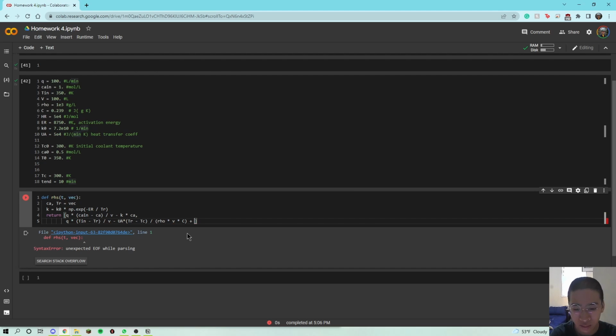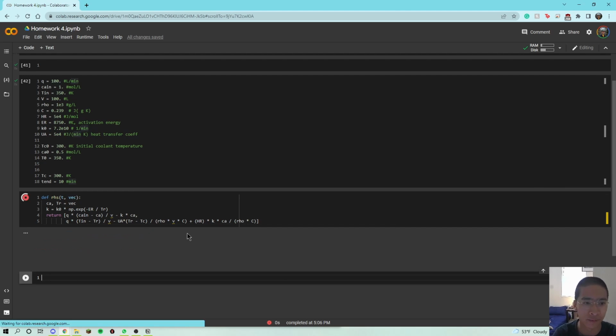Plus the heat of reaction times K times concentration of A, over the quantity rho times specific heat. Alright, that's our right hand side.